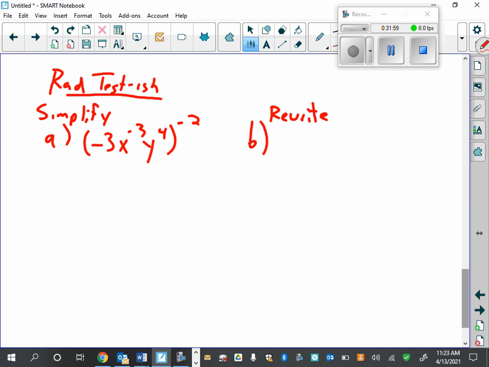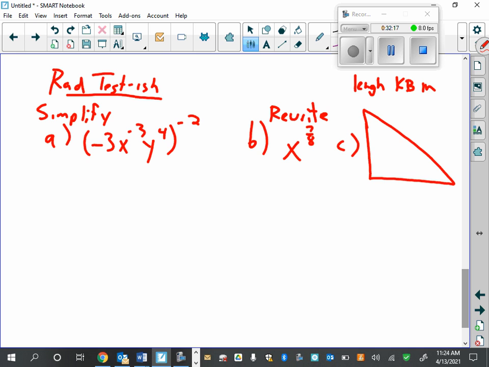So you write it as a radical for B. That's 8. C, I want this in radical form. Length of Volachuk, radical form. No decimals.